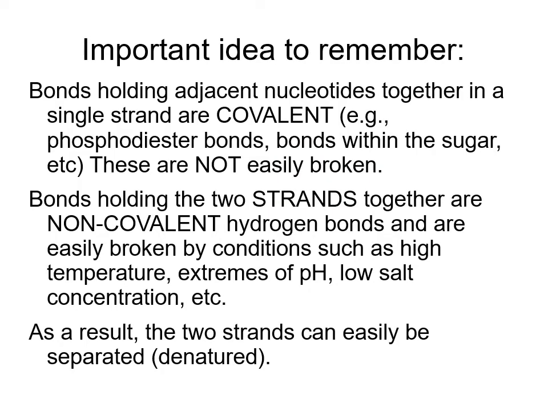Okay, so going on to hybridization, etc., the bonds holding the adjacent nucleotides together in a single strand are covalent, of course, the phosphodiester bonds, etc. These are not easily broken by mild conditions. However, the bonds holding the two strands together are non-covalent. They're hydrogen bonds, etc., and these are easily broken by conditions like high pH, high temperature, etc. So as a result, the two strands can be easily separated from each other or denatured under conditions that are not going to disturb the information content of either one of the strands. They remain intact.